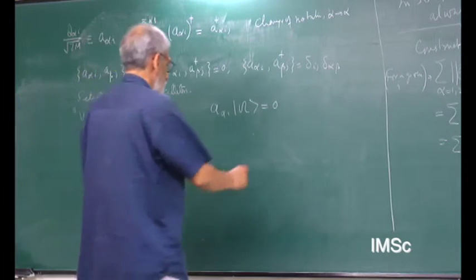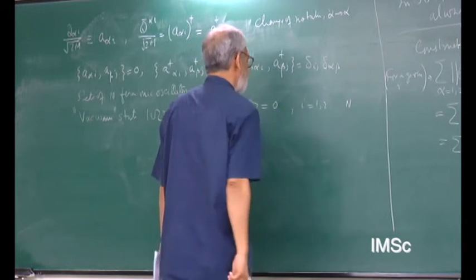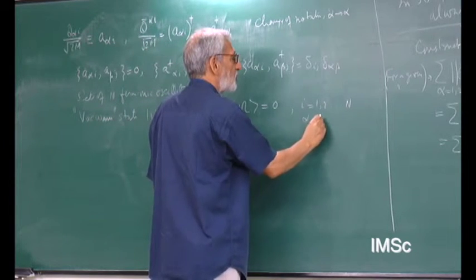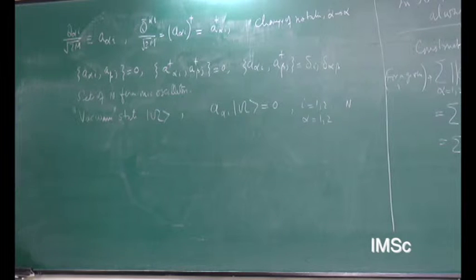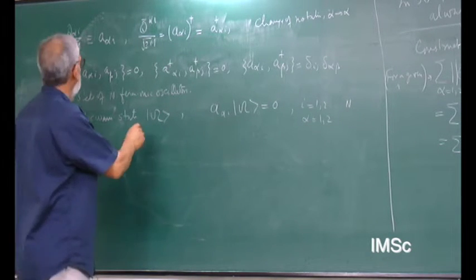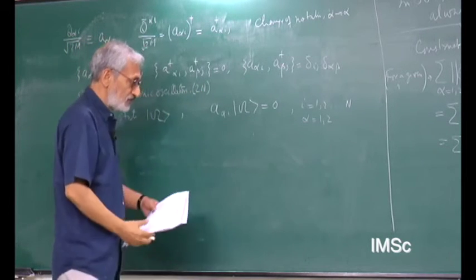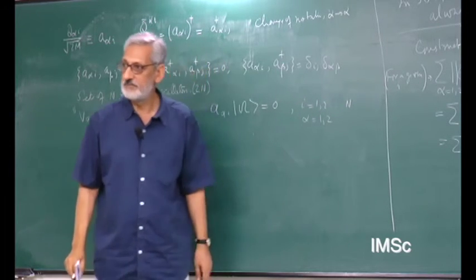And this for all values of 1, 2, 3 and n, and alpha 1 and 2. So in fact, we don't have n oscillators, but we have a set of 2n oscillators. I takes 1, 2, 3 value, alpha takes 1 and 2.